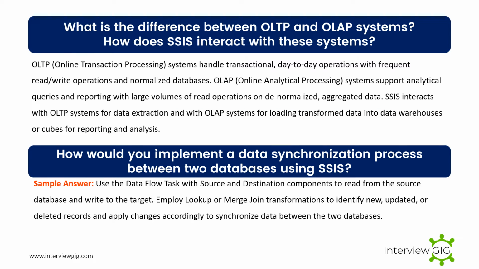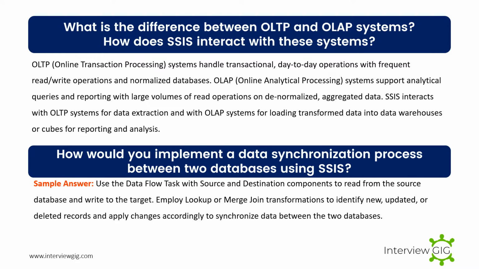What is the difference between OLTP and OLAP systems? How does SSIS interact with these systems? Sample answer. OLTP systems handle transactional, day-to-day operations with frequent read-write operations and normalized databases. OLAP systems support analytical queries and reporting with large volumes of read operations on denormalized, aggregated data. SSIS interacts with OLTP systems for data extraction and with OLAP systems for loading transformed data into data warehouses or cubes for reporting and analysis.